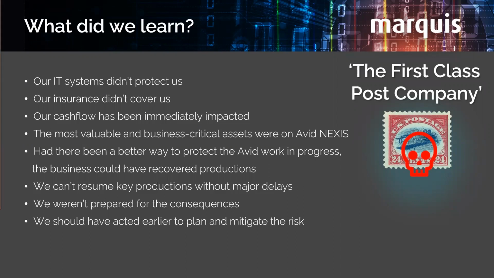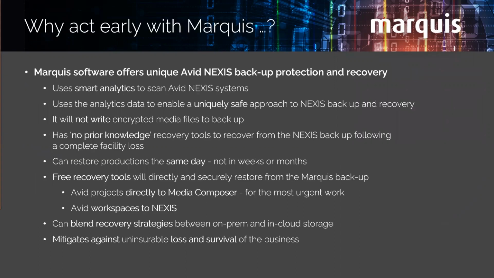Now, what I'll say now is the client that we spoke about that lost 7 Nexus systems went out to market, and they ultimately selected our software. And part of the reason for that was how our system is designed, which is different to everything else that's in the market. So the first thing is we do run analytics, and we scan the Nexus system so we understand the relationship between all the projects, the workspaces, and the bins, and the content that's on there.